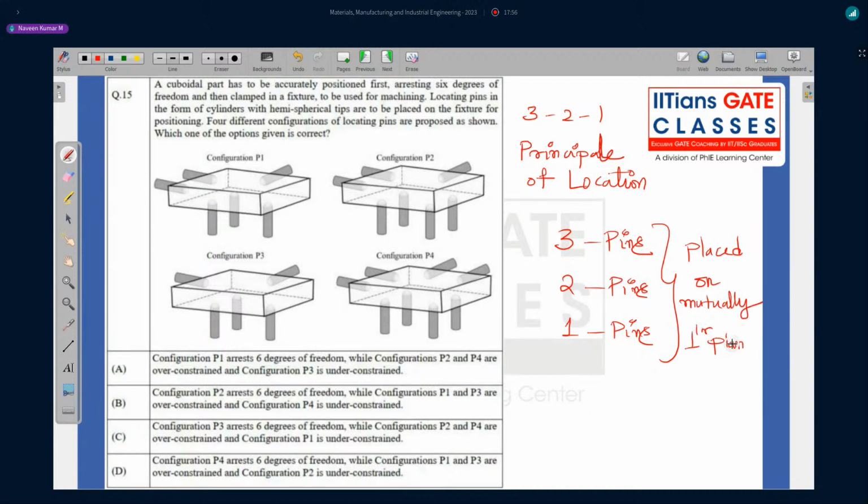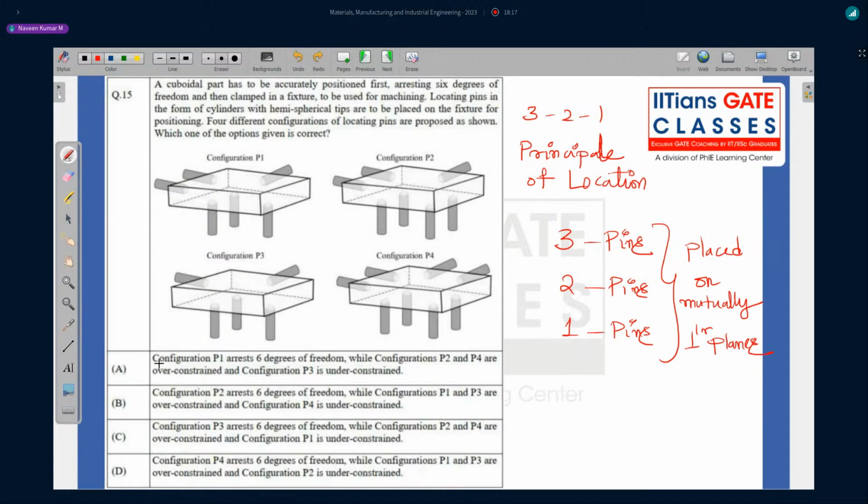This is what we have seen, right? Good. So if you see here, these are the mutually perpendicular planes. So you can see bottom, this side, bottom side, and this side. Same way, this side, and this side. Everything is same, right? Now what I can say, let's see the options.